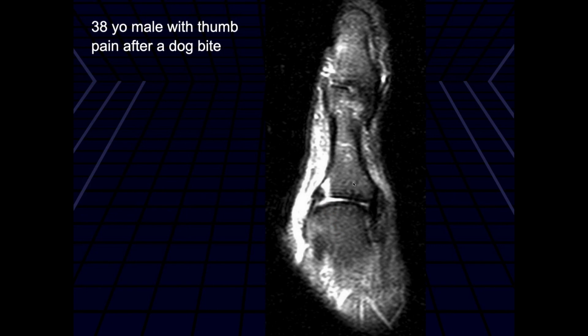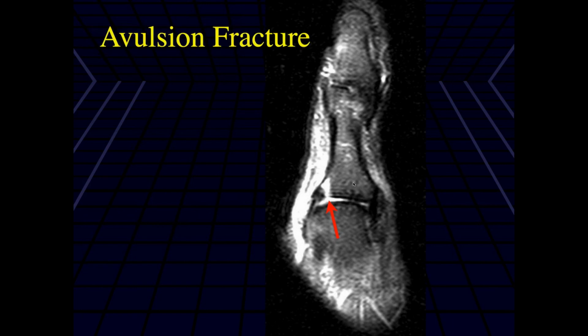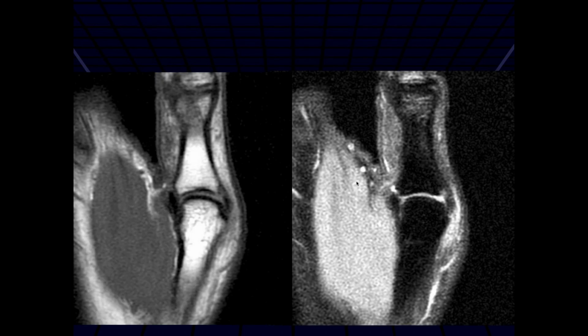Okay, Michael, what do you think of this one? Male with thumb pain after dog bite. So it looks somewhat similar. It looks like there's probably a little avulsion fragment along the ulnar aspect of the base of the proximal phalanx. Good, yeah, avulsion fracture. You can see a non-displaced tear of the ulnar collateral ligament distally at the proximal phalanx, and there's also increased signal along the radial side, but that might be normal. Oh, that is the abnormality.